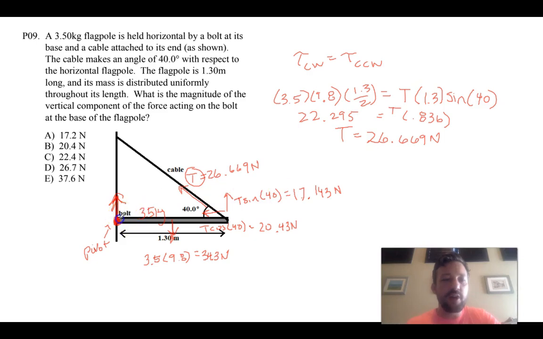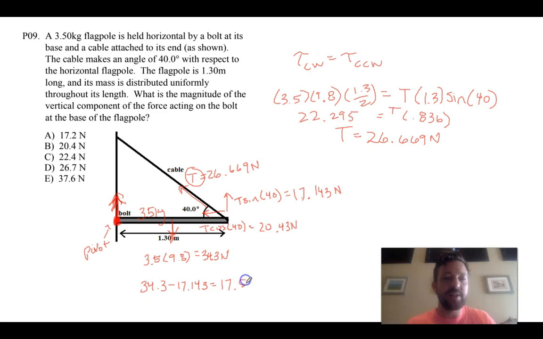Yeah, so if you wanted to figure out how much this one's holding up, you would just do 34.3 minus 17.143, and that'll tell you how much tension or how much weight this bolt is holding up vertically. So let's do that. 34.3 minus 17.143. I did it wrong. 34.3 minus 17.143. That comes out to 17.15.